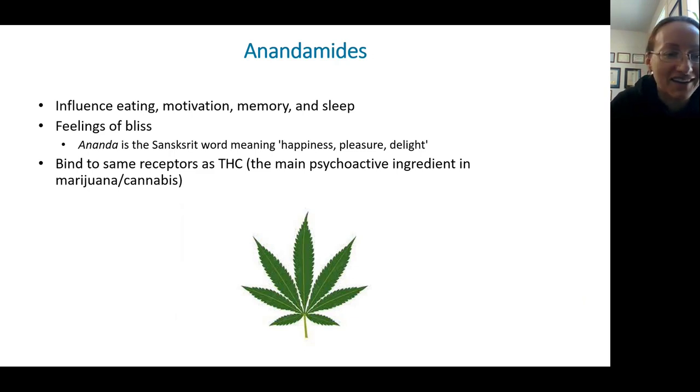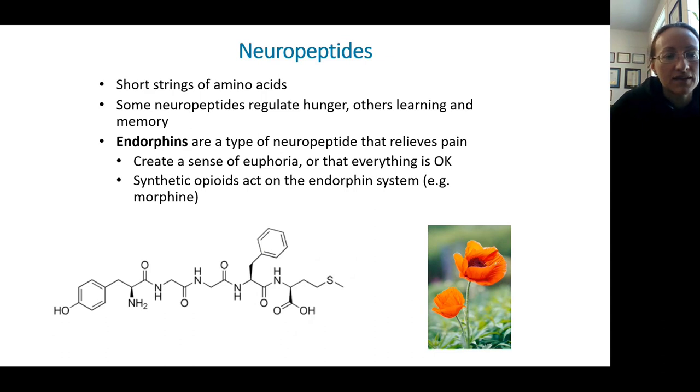Now, we were talking about marijuana, and so that brings me to, I can never pronounce this, anandamides. Ananda is the Sanskrit word meaning happiness, pleasure, and delight. Okay? It brings on feelings of bliss. It also influences eating and motivation and memory and sleep, and THC binds to those receptors, okay? And so maybe that's why marijuana makes people feel good and also get hungry.